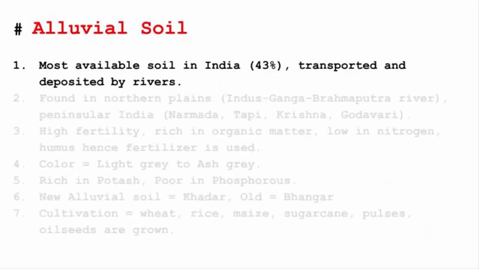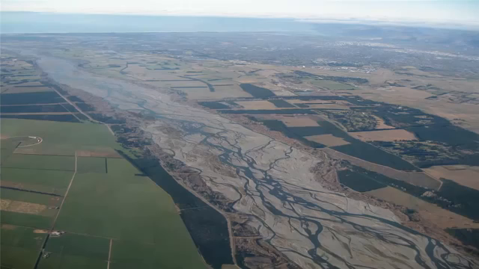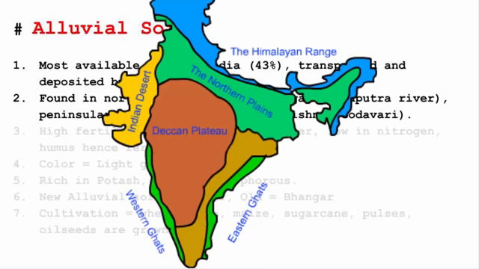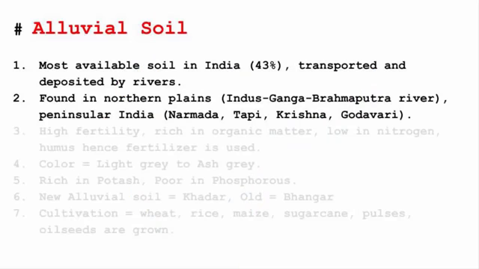This is the most available soil in India. These are mostly transported and deposited by rivers. So as we know, the reason behind this alluvial soil is the transportation work done by the rivers. Hence, these are found in the places where rivers are there. We have rivers in the northern plains, that is the Indus, Ganga, Brahmaputra, and then we have rivers in peninsular India, that is the Narmada, Tapi, Krishna, Godavari. So they are found in this region.